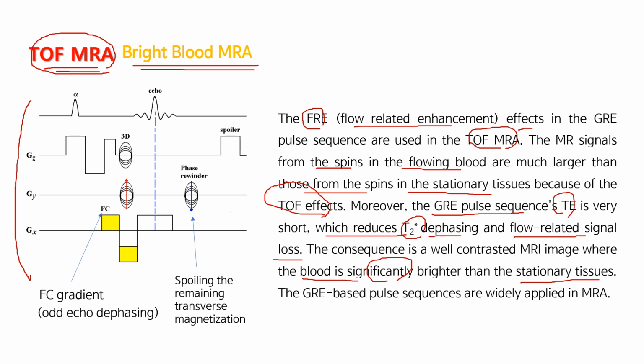GRE-based sequences are widely applied in MRA. In this sequence, we can see the flow compensation gradient here to resolve the problem of the odd echo dephasing. And here the phase rewind is used, exploiting the remaining transverse magnetization. This will not be discussed here.